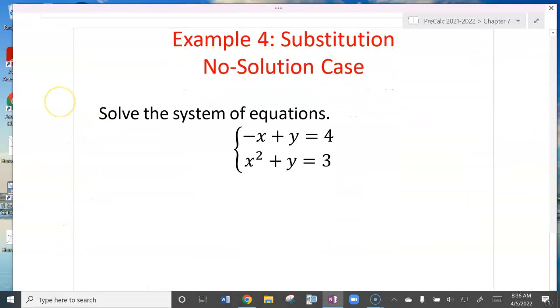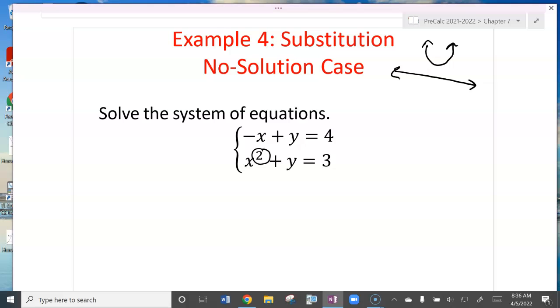All right, I mentioned in the last example that it is possible to get a no-solution case. Again, we have a quadratic here and a linear. Just as a reminder, what this means is your quadratic is doing something like this, and the line does not intersect it. So if I was to graph these two, I would see a line that is not intersecting the parabola.